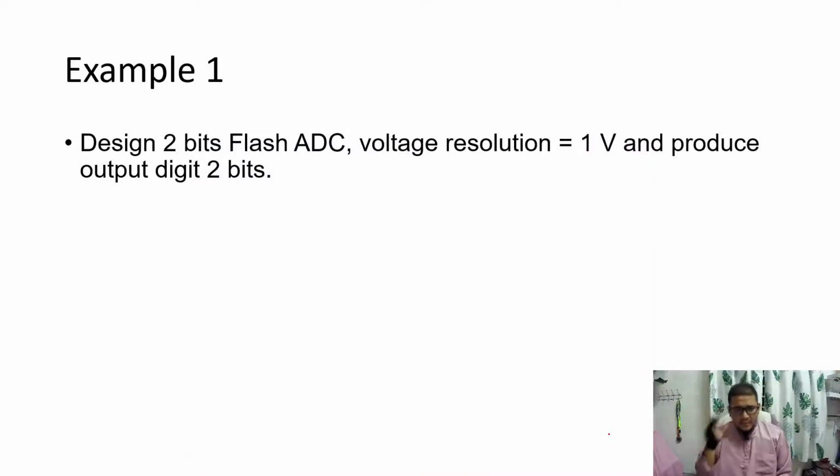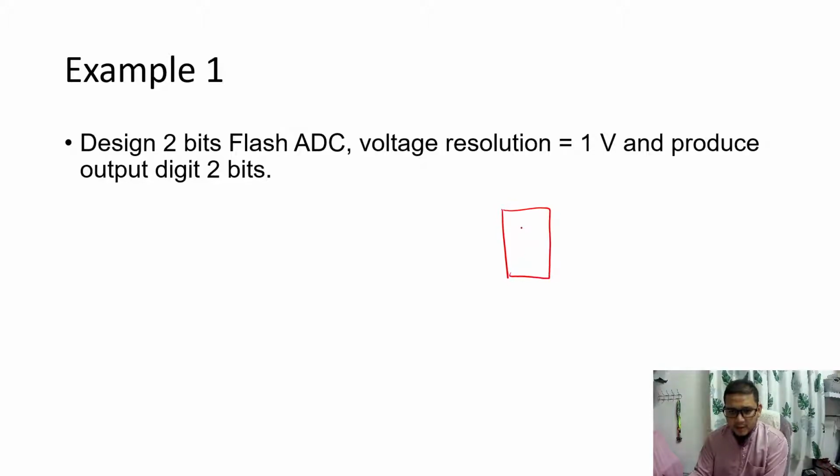Now we go to example 1. Design a 2-bit flash ADC with voltage resolution of 1 volt and produce the output digits in 2 bits. First, we make the priority encoder. This is the priority encoder, and our output is 2 bits. It means that this is A and this is B, the less significant bit and the more significant bit.